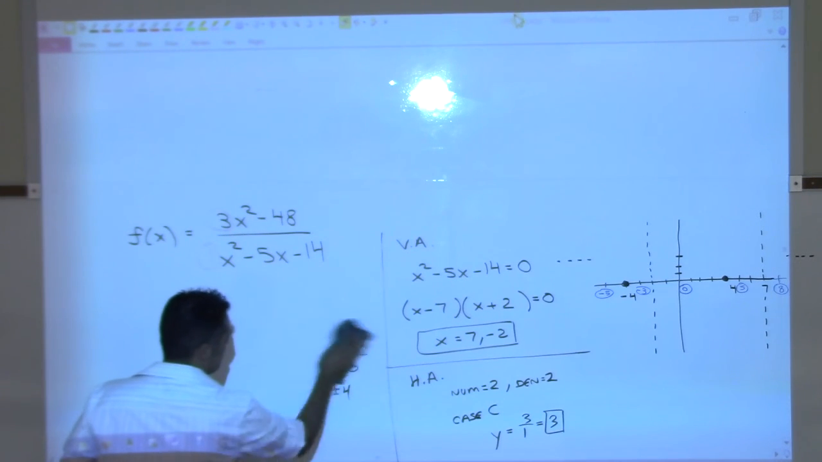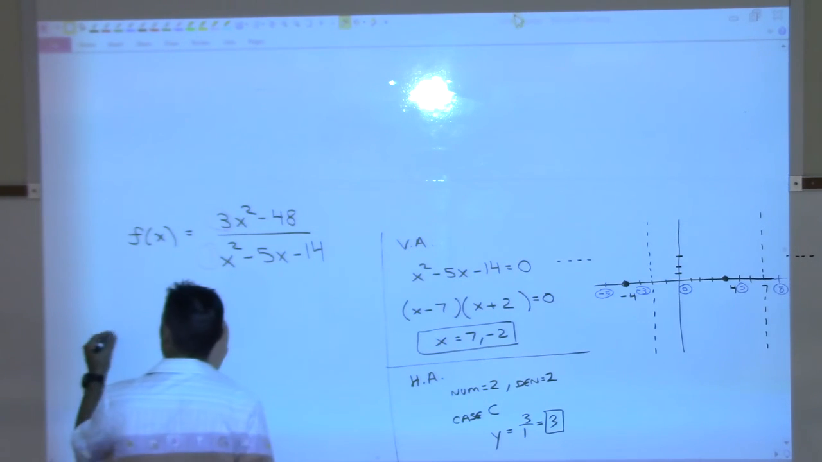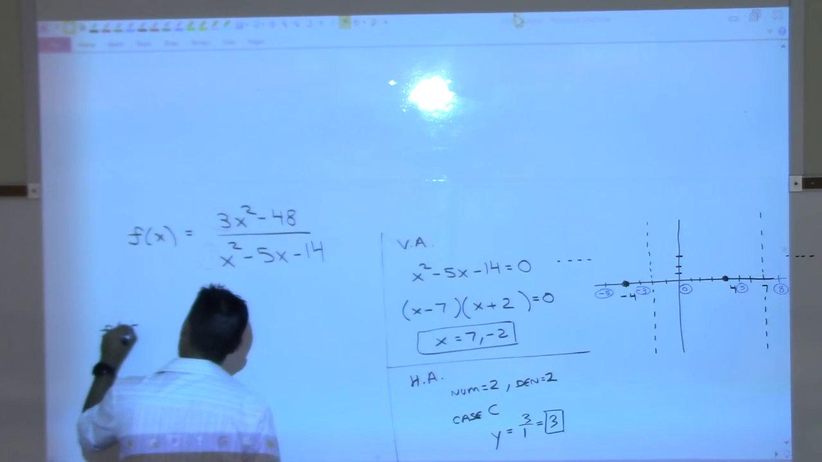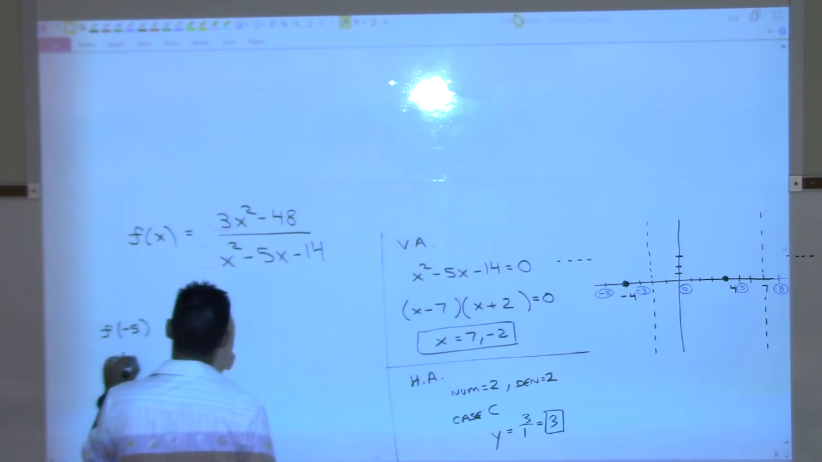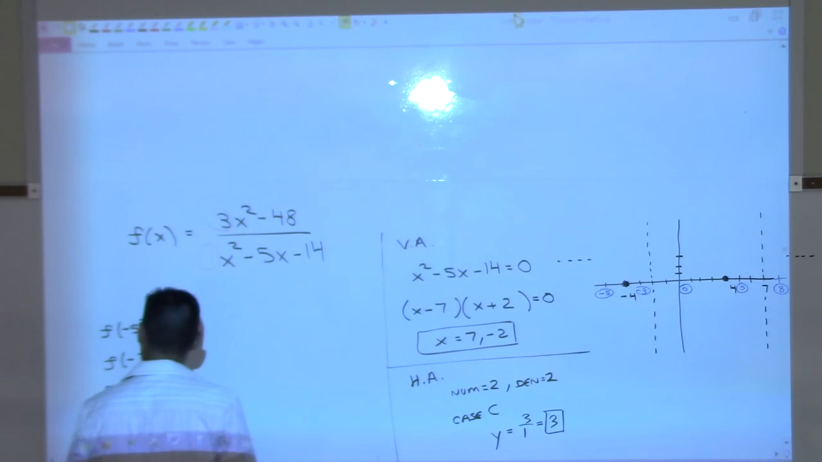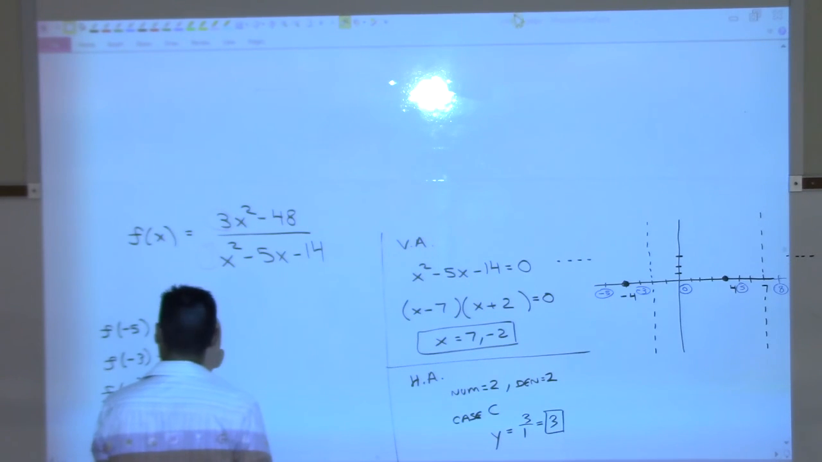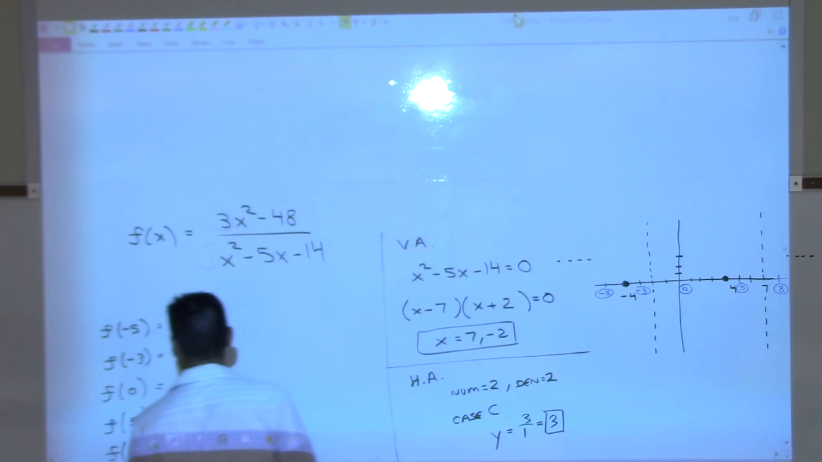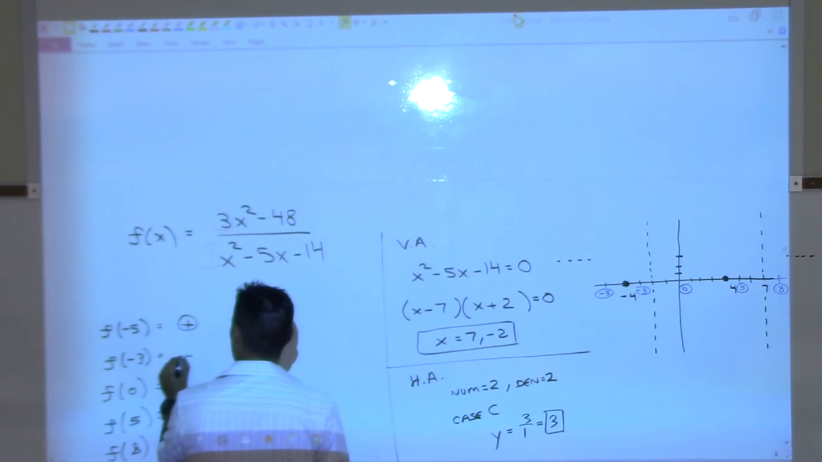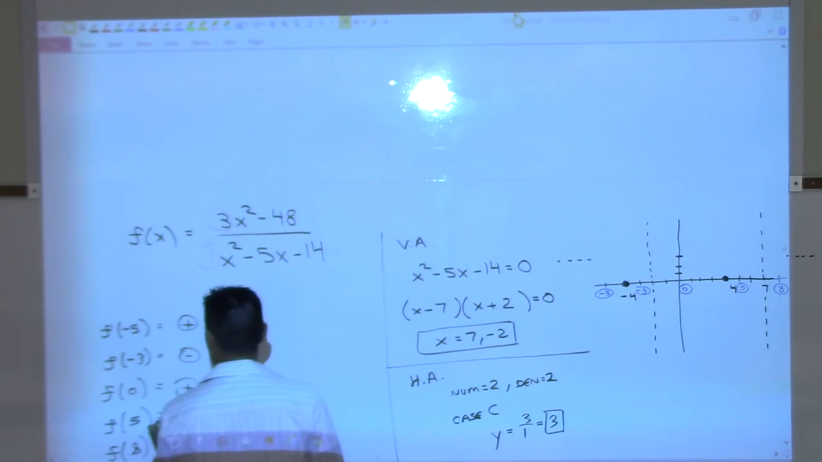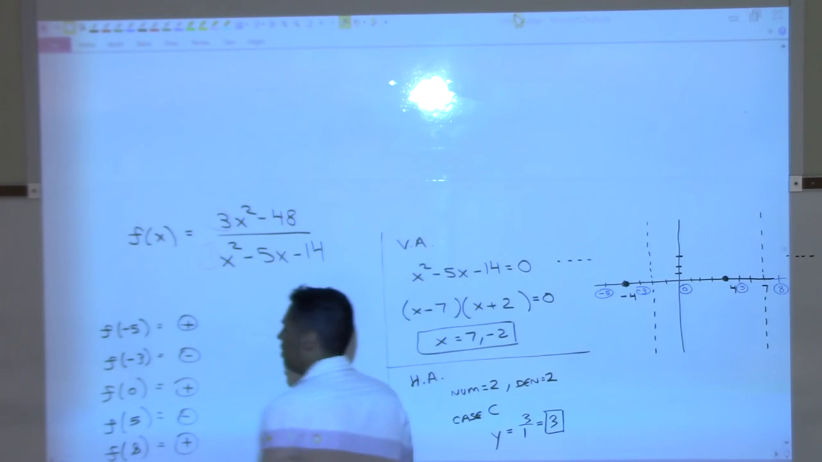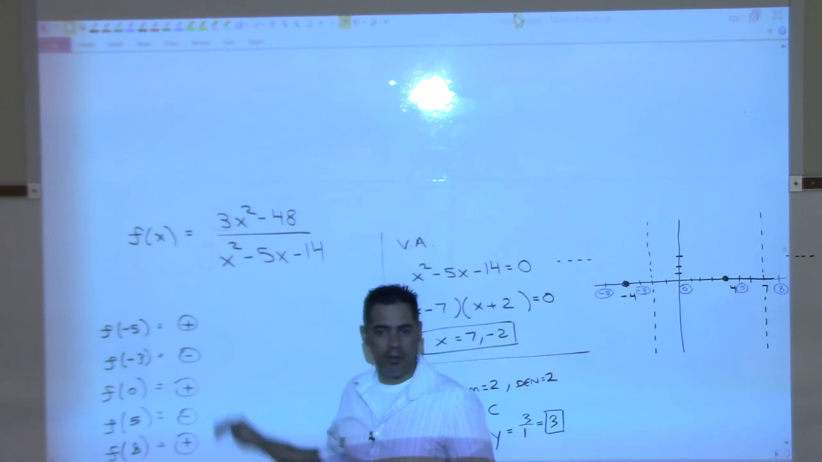Now, we plug those in, right? So we have to do f of -5, f of -3, f of 0, f of 5, f of 8. And we should get, if you do this, I won't go through the work, you should get a positive number, negative number, positive number, negative number, positive number. So is it okay if I just put what they are, or do I need to go through any of these computations? That's okay?